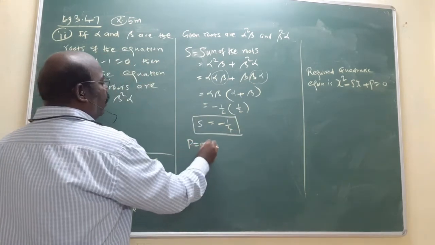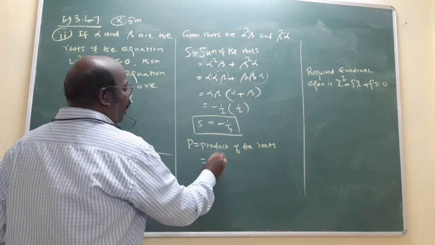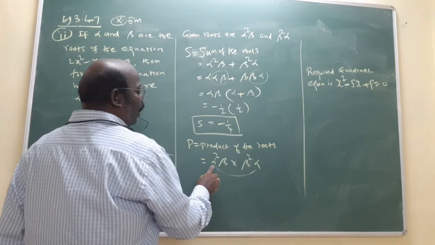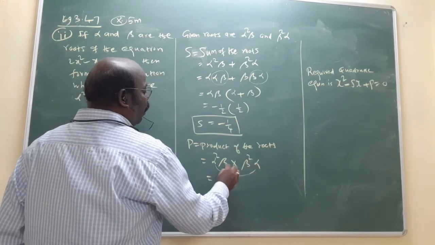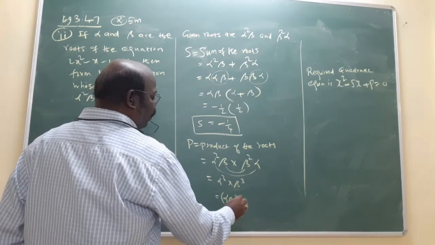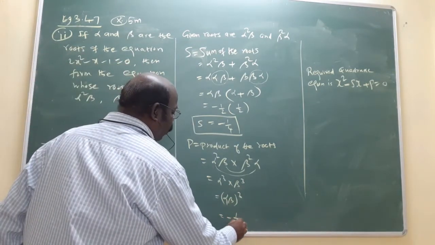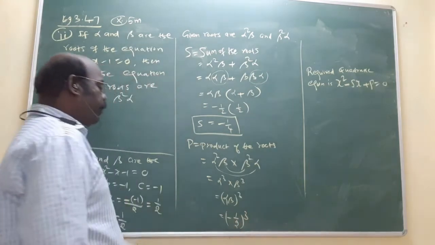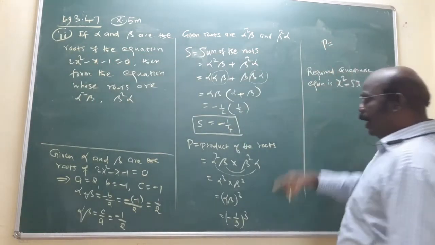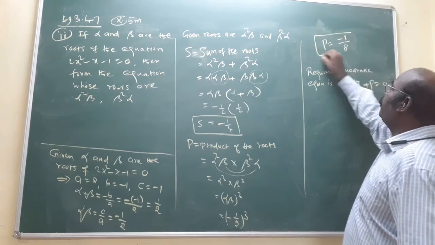Next, the product of the roots. That is alpha square beta into beta square alpha. Now multiply both: alpha square into alpha gives alpha cube, beta into beta square gives beta cube. These two terms come together as alpha into beta whole cube. Alpha beta is minus 1 by 2, so minus 1 by 2 whole cube. Now simplify: P is minus 1 by 2 whole cube. Minus 1 whole cube is minus 1, 2 cube is 8. So P is minus 1 by 8. This is easy.